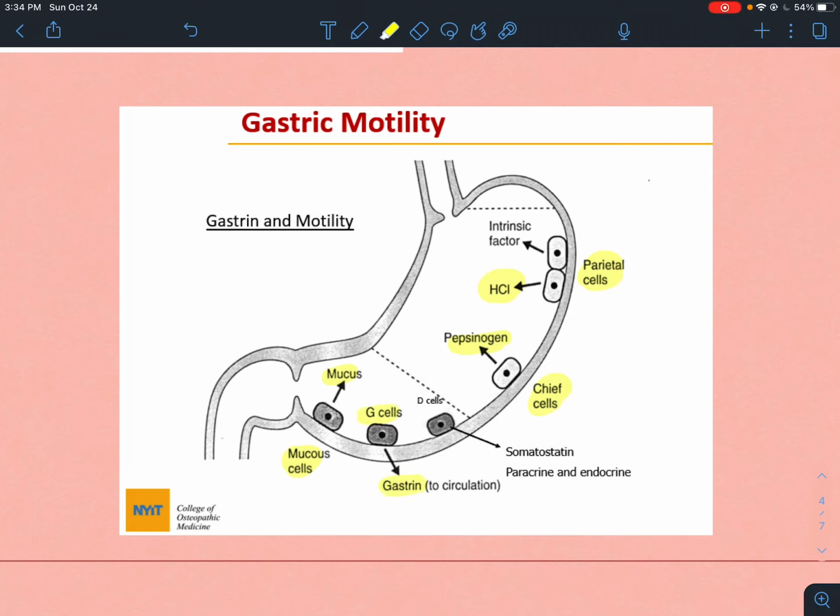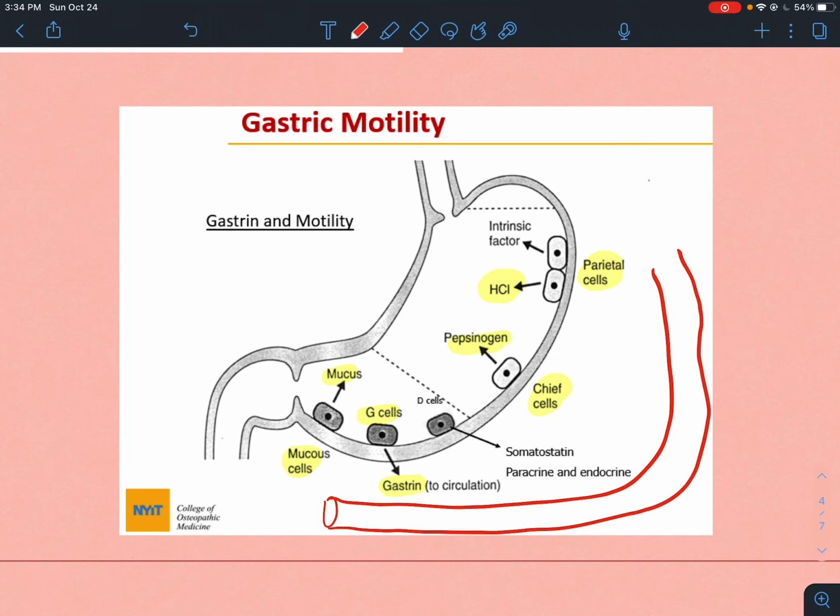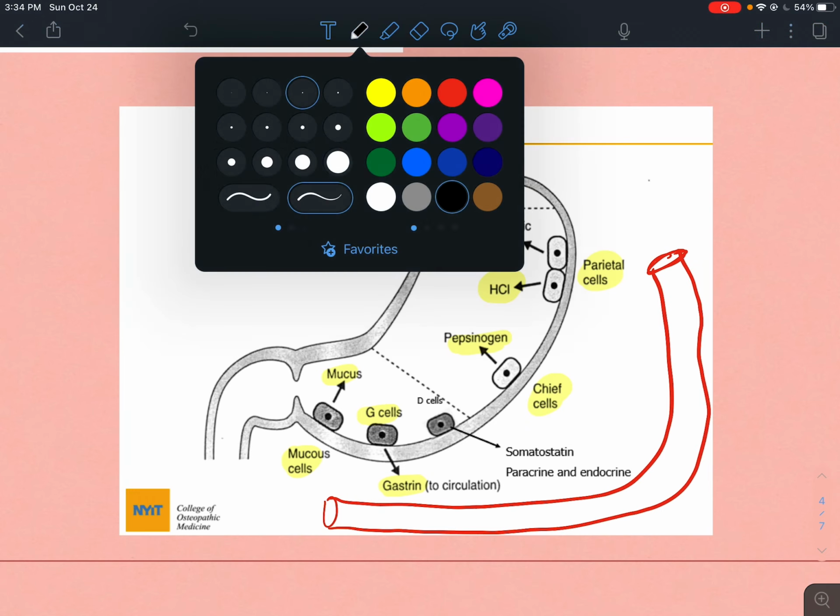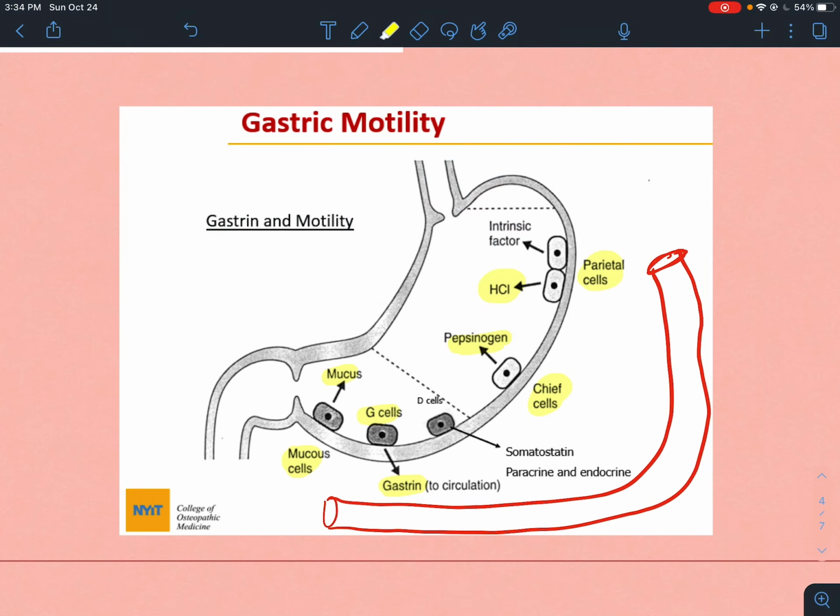We want to focus on G cells in this case, which are endocrine cells that make a hormone known as gastrin. If it is a hormone, we should expect that it goes into circulation, which it does. In other words, it goes into the bloodstream, right? And once it's inside the bloodstream, the question is, what does it do?